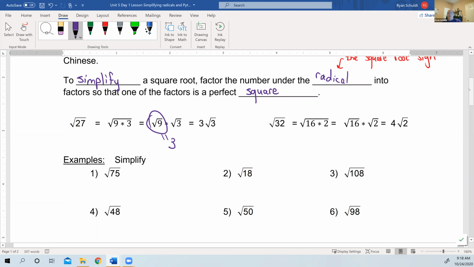With the 32, we take the square root of 32. Well, that's 16 times 2. So we split it up. The square root of 16 is 4. We're left with 4 square roots of 2.